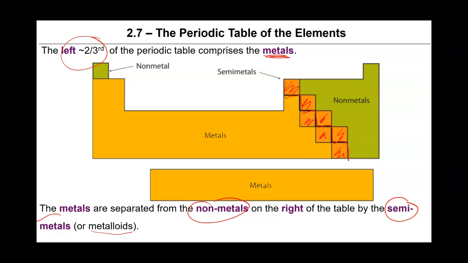So most of the elements on the periodic table are metals. We have a few non-metals and even fewer semi-metals.